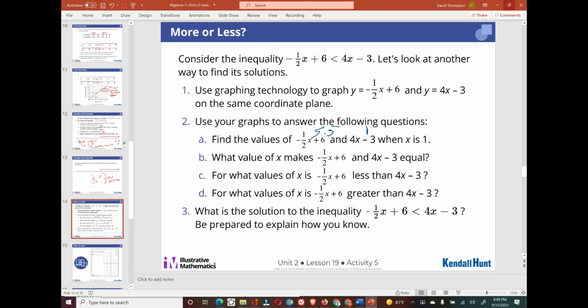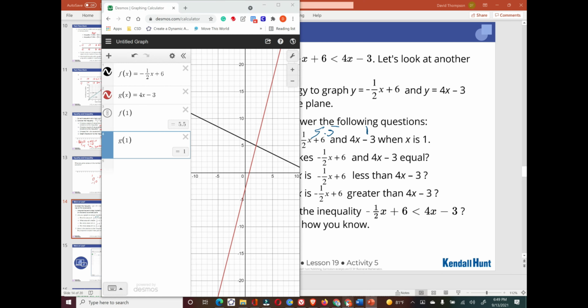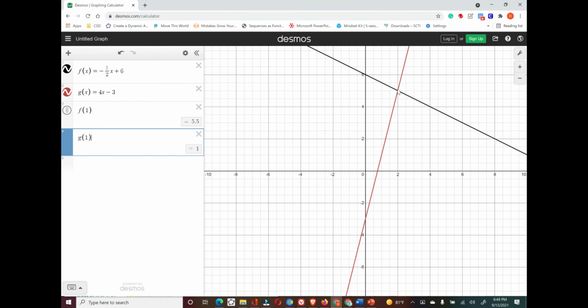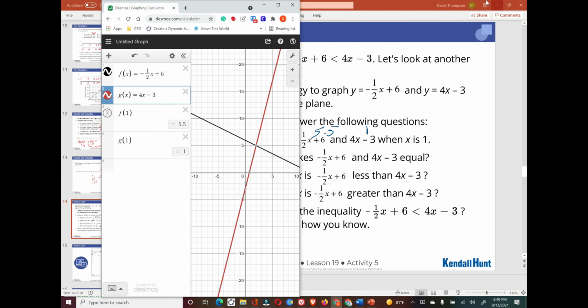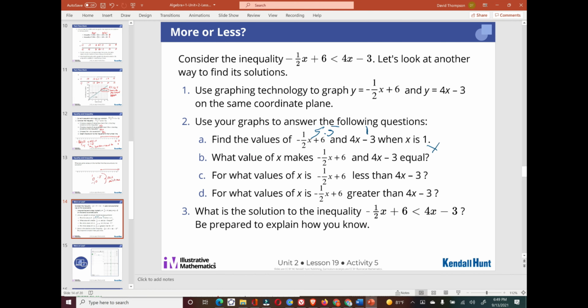What values of x makes negative 1/2 x plus 6 and 4x minus 3 equal? So we use our graphing technology. We want the intersection point, so we just click and we get a value of x equals 2. That's where the two lines meet. So that's x equals 2.